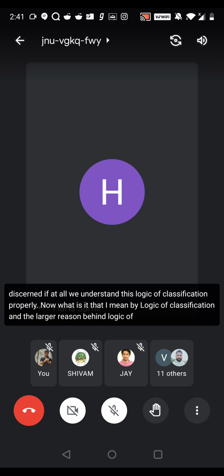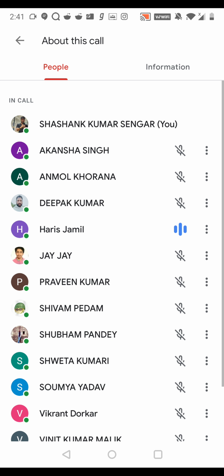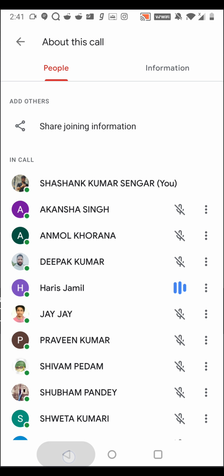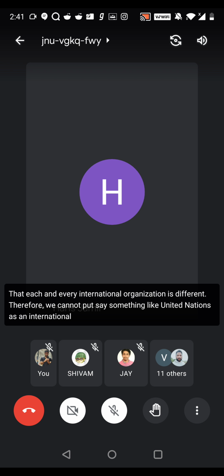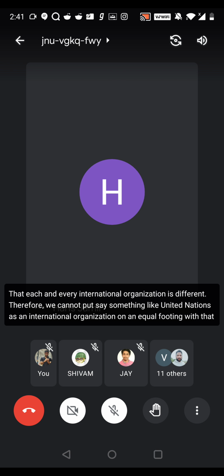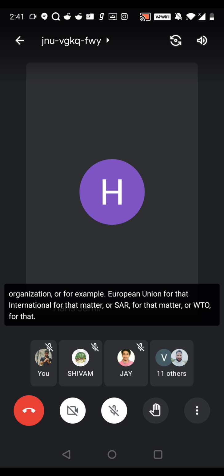Now, what do I mean by logic of classification? The larger reason behind it is this: each and every international organization is different. Therefore, we cannot put something like the United Nations on an equal footing with, say, the International Monetary Fund, or the European Union, or SAARC, or WTO. Why are these international organizations different?